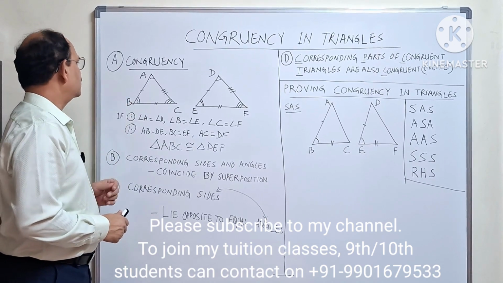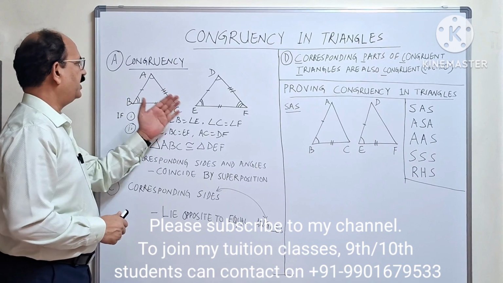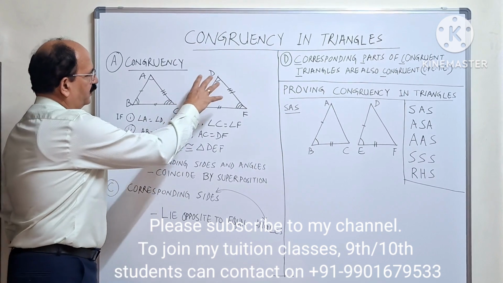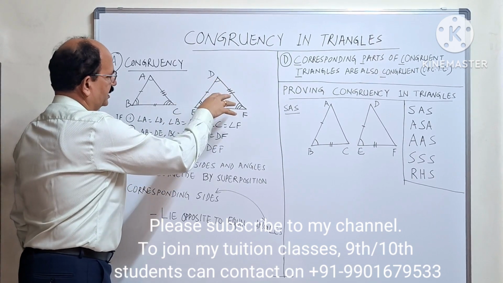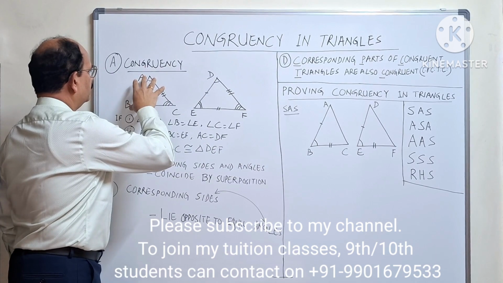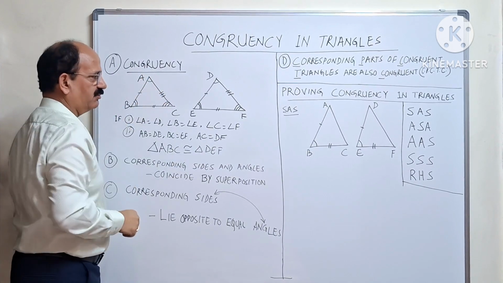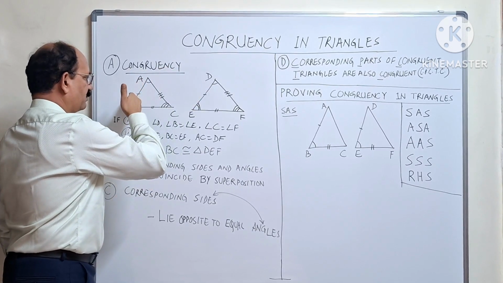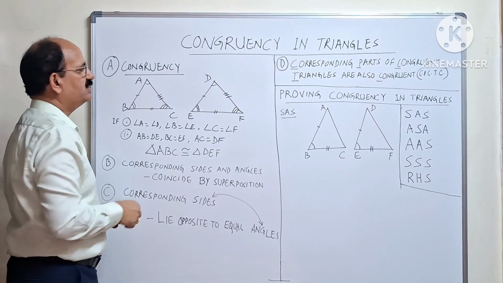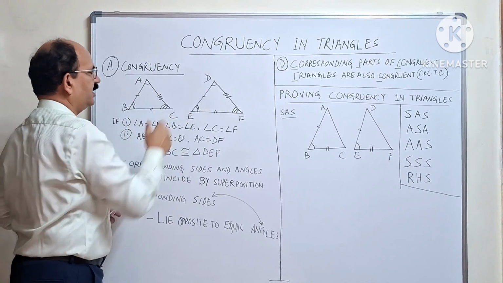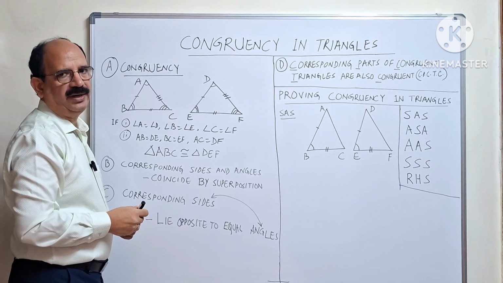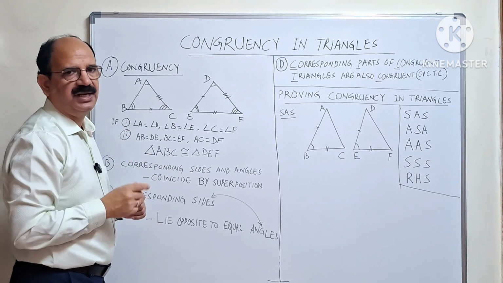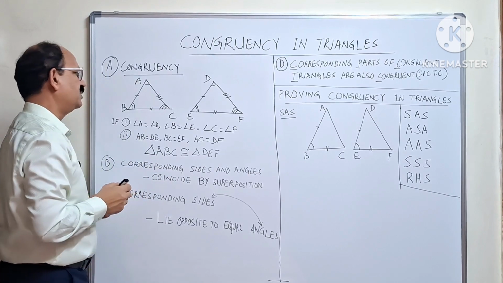If there are two triangles given, ABC and DEF, and if you lift triangle DEF and try to put it over ABC, if DEF exactly overlaps ABC, that means ABC and DEF are congruent triangles. This is how physically you should visualize the congruency in triangles.